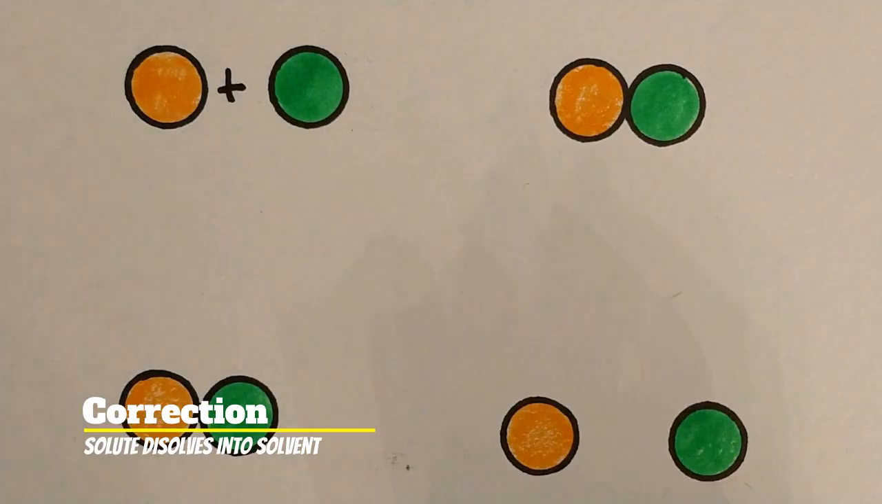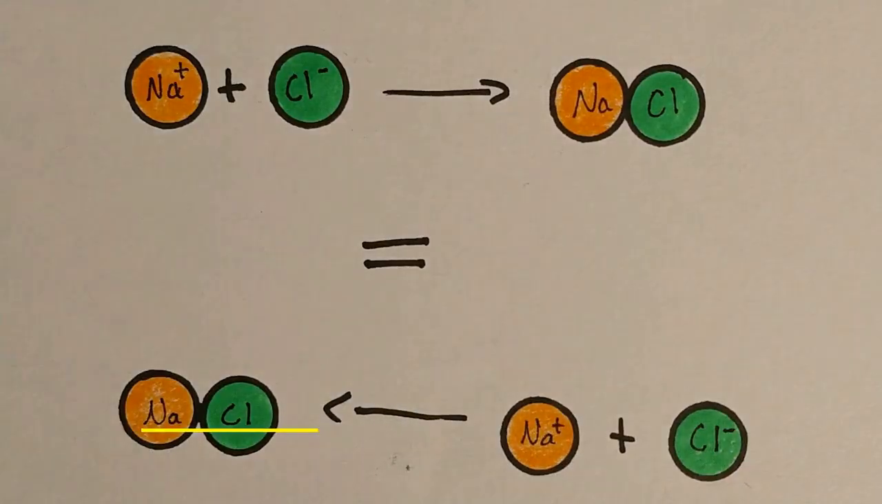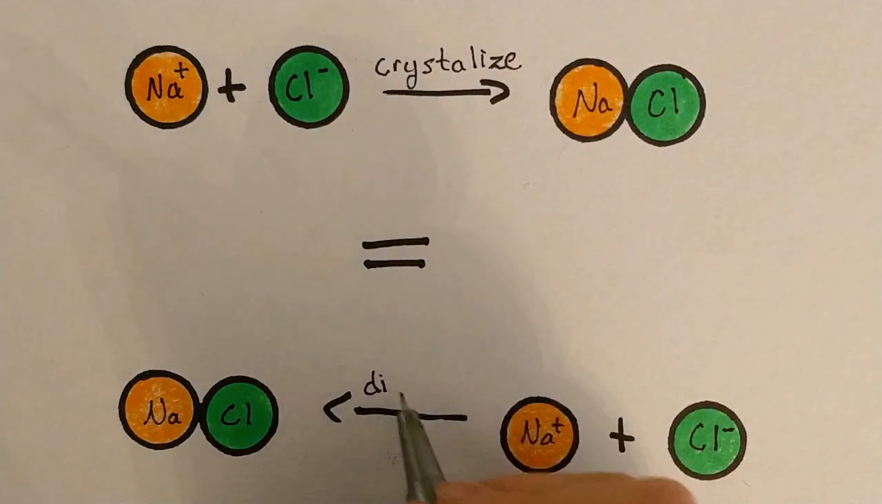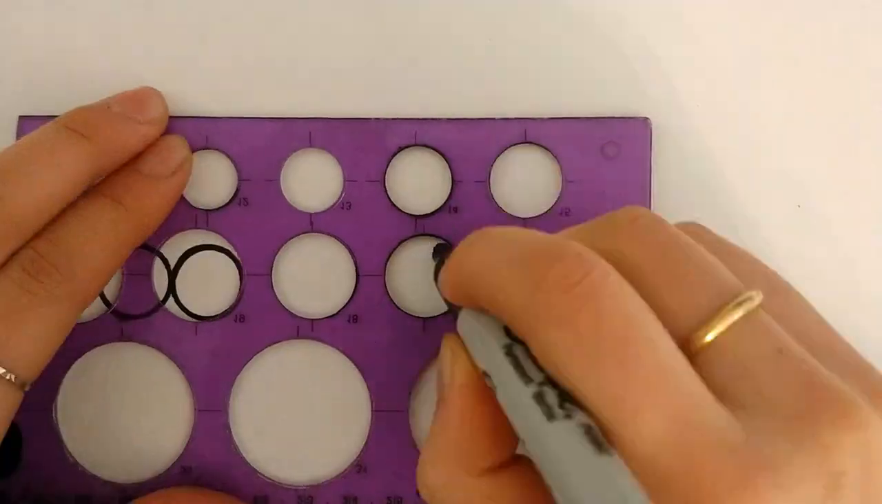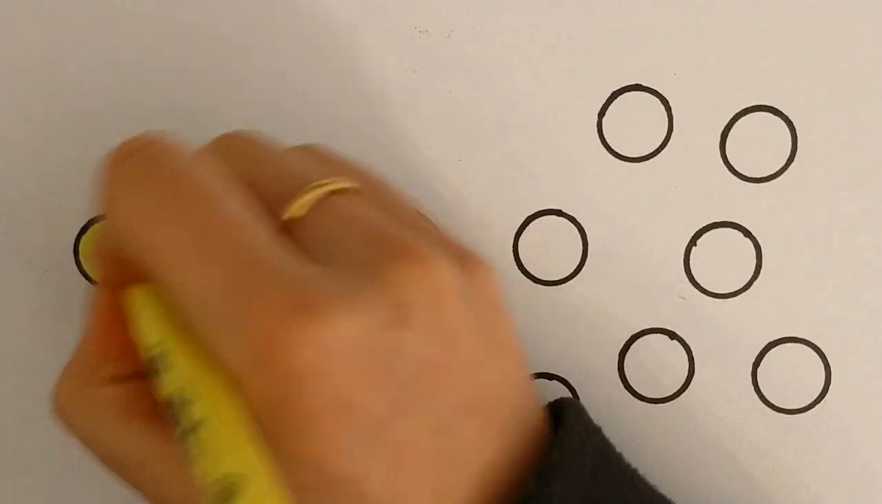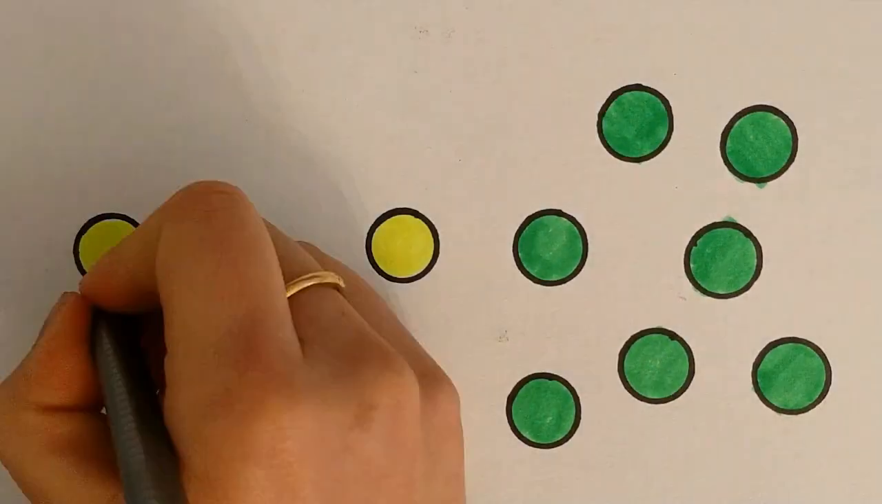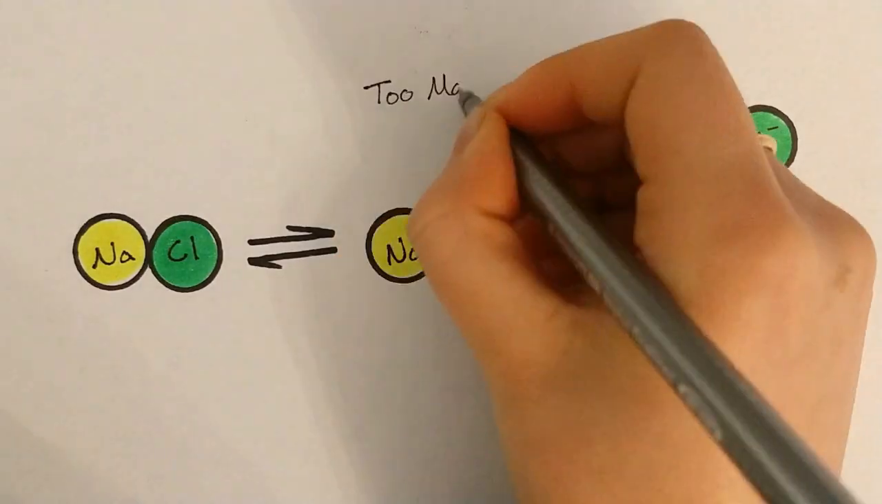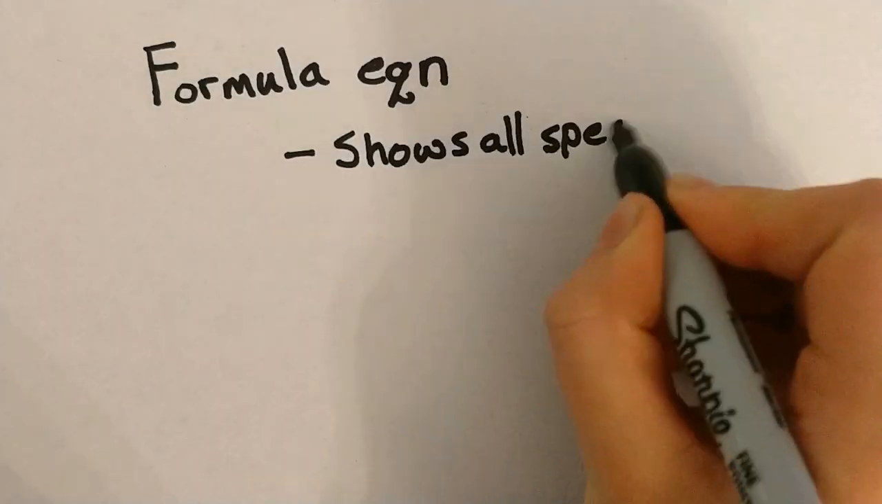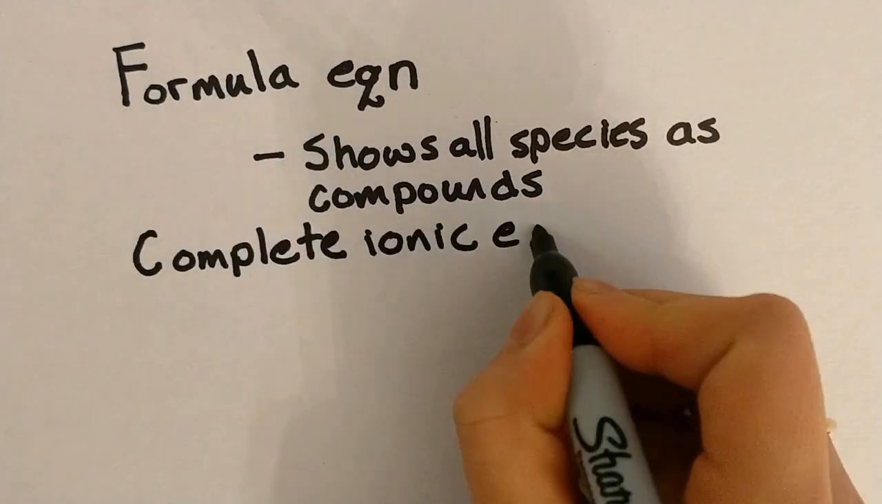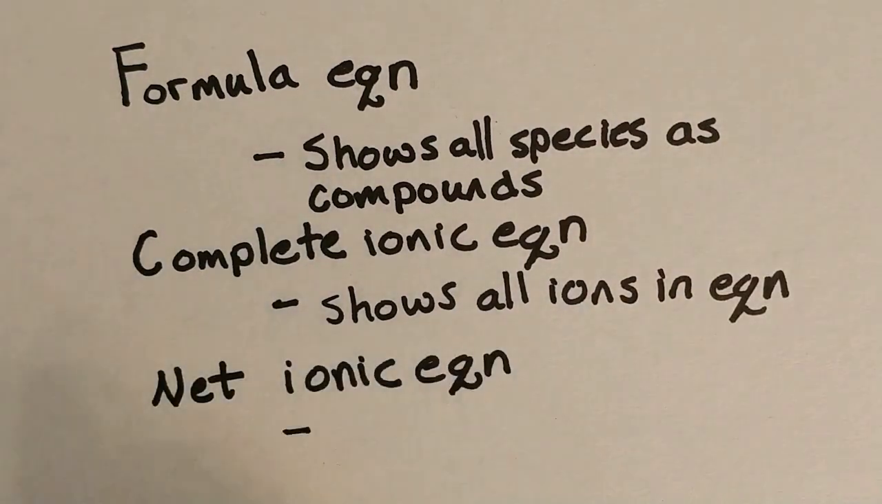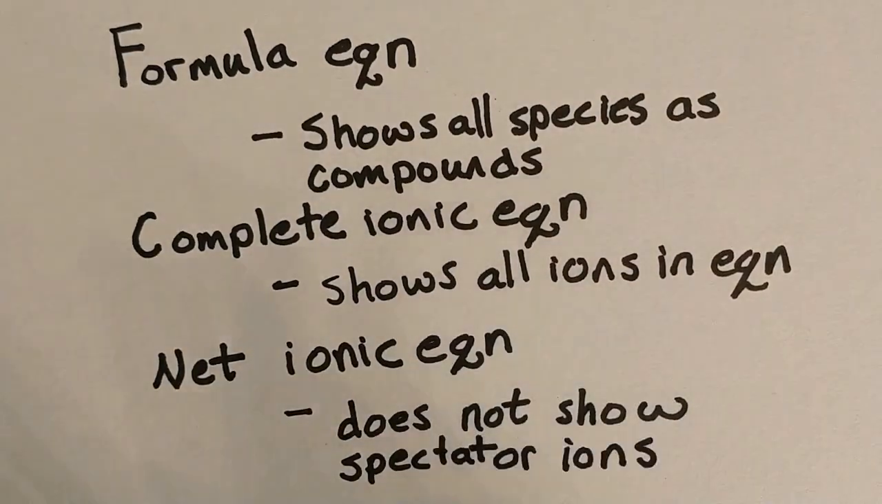It is important to note the solute is what is dissolved into the solvent. When trying to reduce a salt's solubility, you would look at the salt you're using and add one of the ions that the salt is made of to prevent more of it from dissolving. There are three main solubility equations: formula equations, complete ionic equations, and net ionic equations. Each equation shows different information regarding the same reaction.